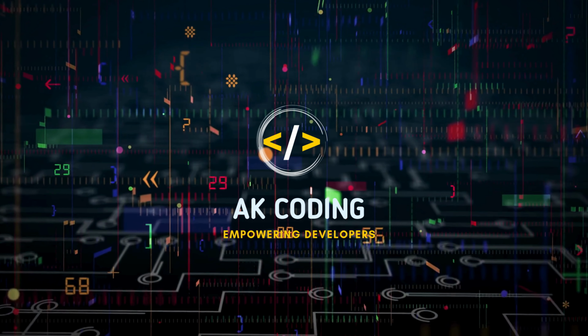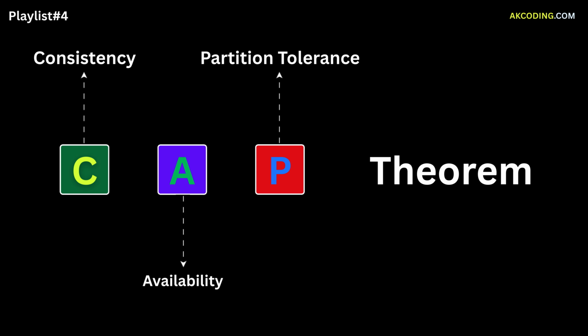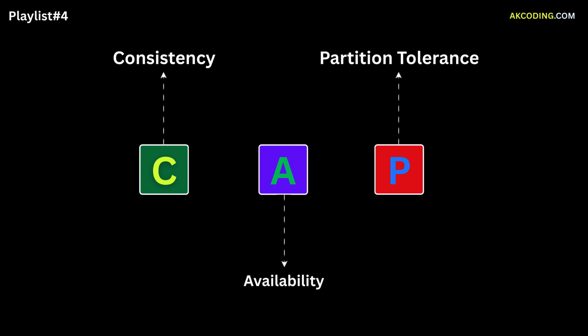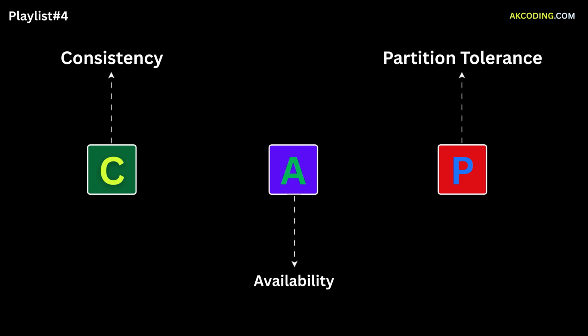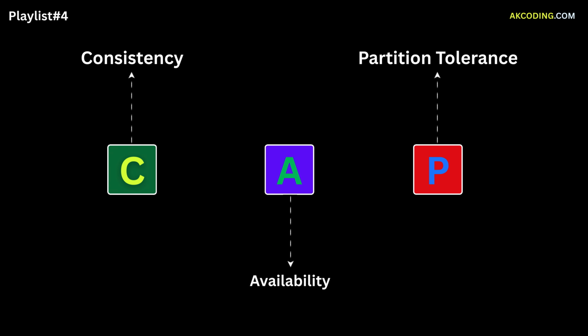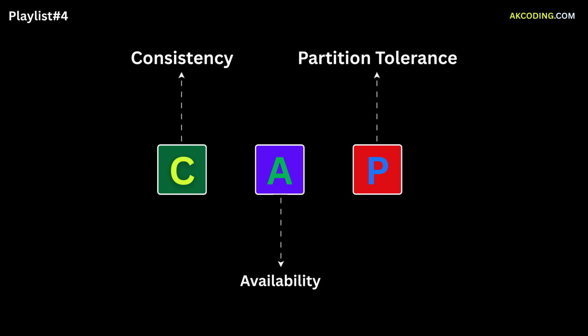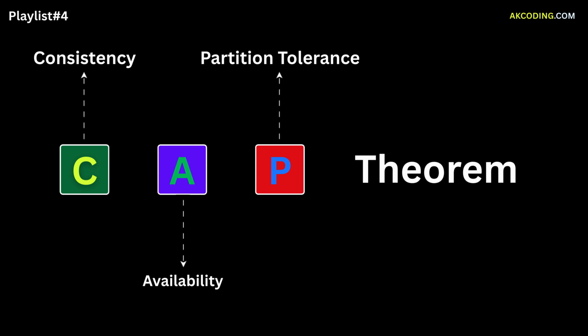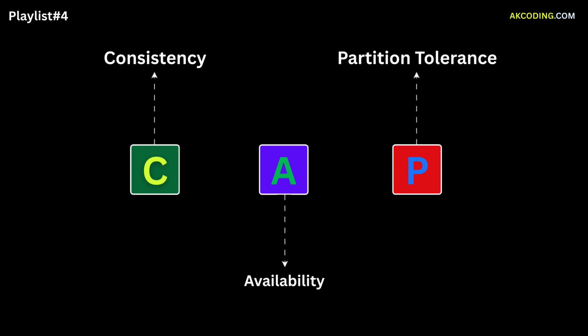Today we are diving into one of the most popular concepts in distributed system design, that is CAP Theorem. If you are preparing for system design interviews or working with databases like MongoDB, Cassandra or DynamoDB, understanding CAP Theorem is a must. Have you ever wondered why databases cannot have it all, like consistency, availability, and partition tolerance at the same time? That's where the famous CAP theorem comes in. In this video, I will break it down in the simplest way possible with examples, and you will never forget it.